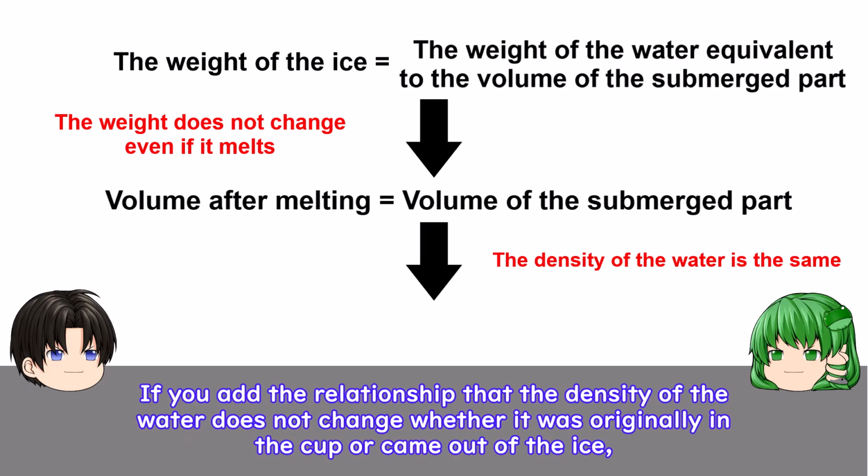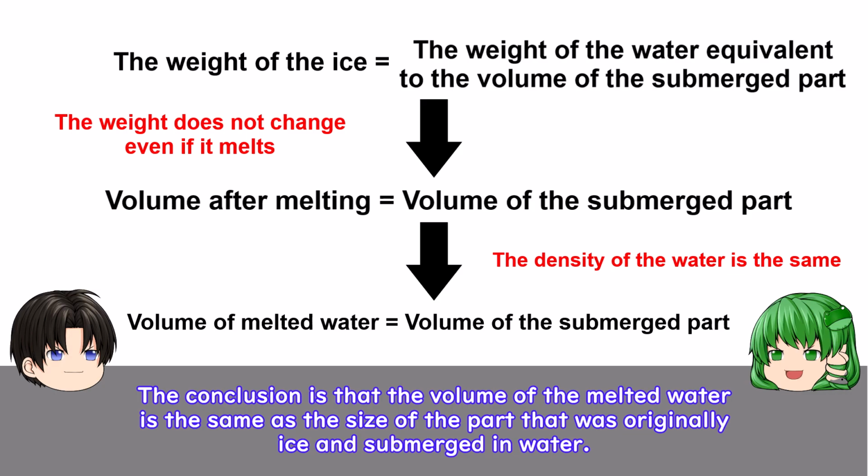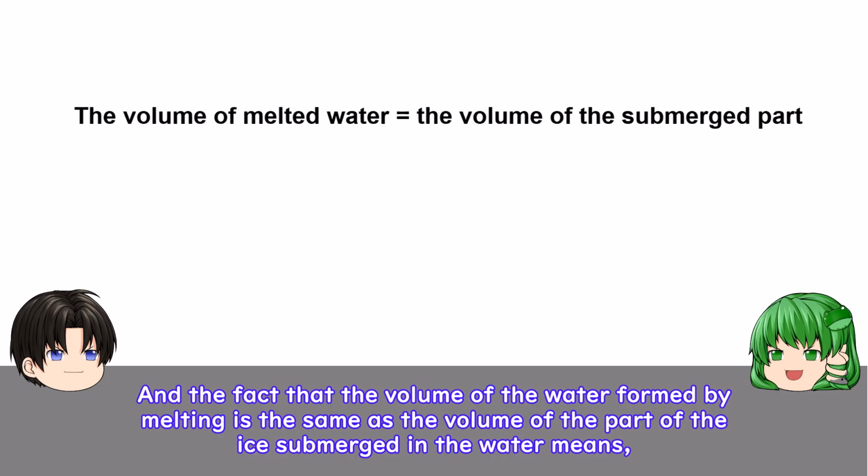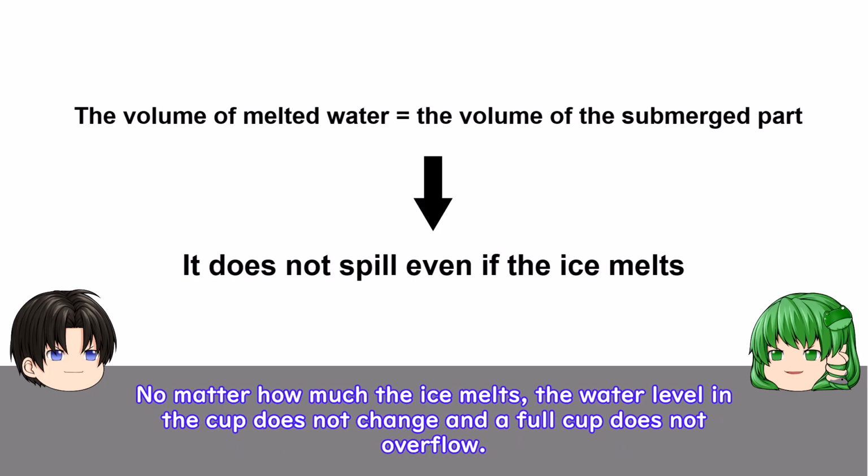If you add the relationship that the density of the water does not change whether it was originally in the cup or came out of the ice, the conclusion is that the volume of the melted water is the same as the size of the part that was originally ice and submerged in water. Since mass can be calculated as density times volume, if the mass and density are the same, the volume will certainly be the same. And the fact that the volume of the water formed by melting is the same as the volume of the part of the ice submerged in the water means no matter how much the ice melts, the water level in the cup does not change and a full cup does not overflow.